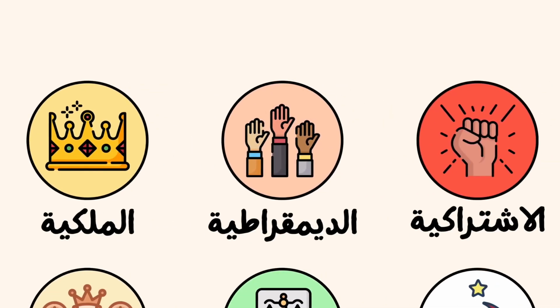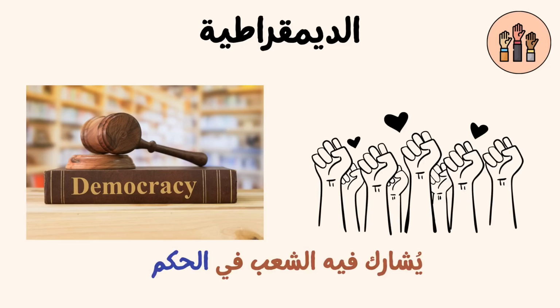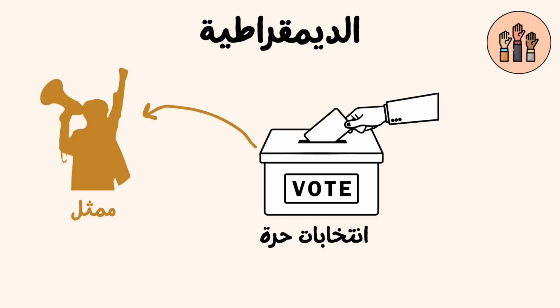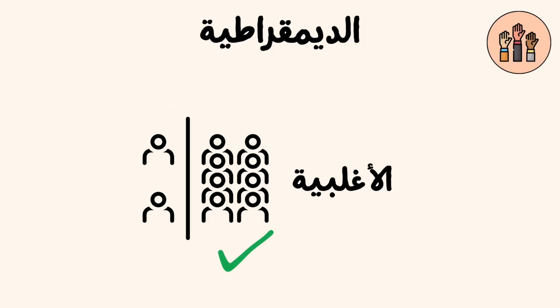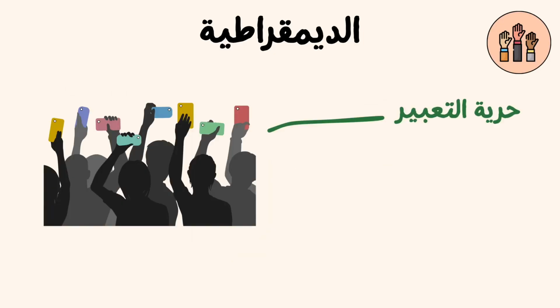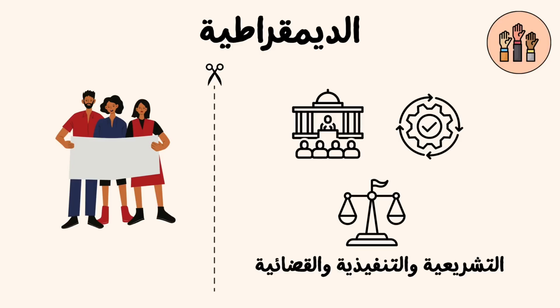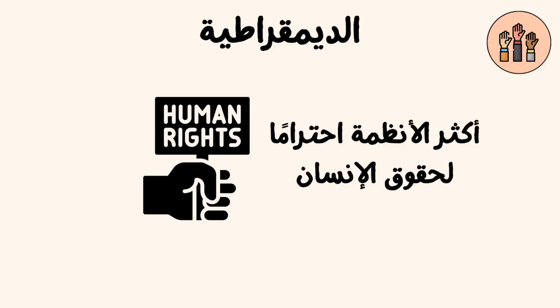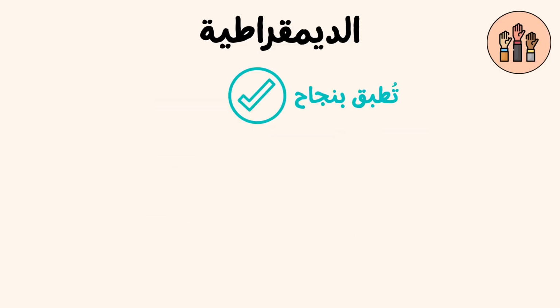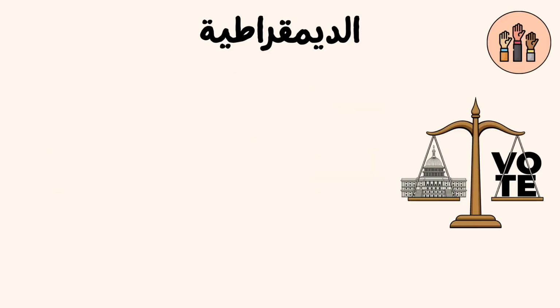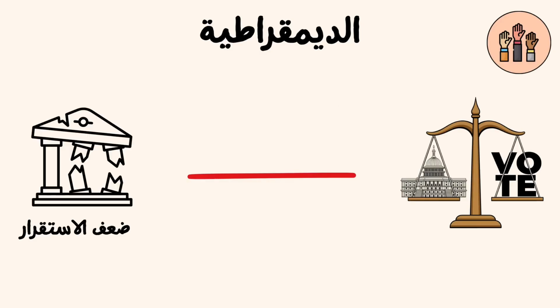Democracy is a political system in which the people participate in governance through free elections where they choose their representatives, and decisions are made based on the majority's opinion. This system guarantees freedom of speech, the right to oppose, and separates the three powers: legislative, executive, and judicial, preventing any monopoly of authority. It is considered one of the most respectful systems of human rights and is successfully applied in countries like Sweden, Norway, and New Zealand, where transparency and political accountability are high.